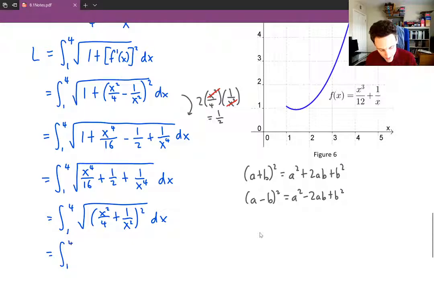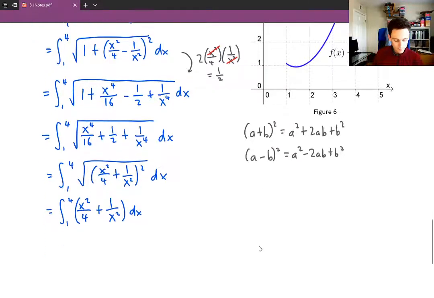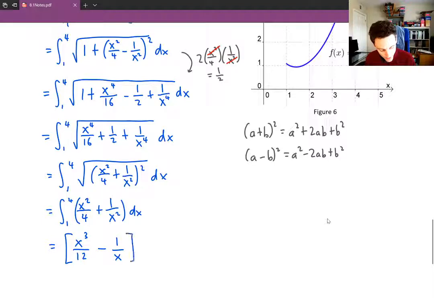So you just get the integral from 1 to 4 of x squared over 4 plus 1 over x squared dx. And now we can integrate term by term. Find the antiderivative term by term. Add 1 to the exponent to get x to the third. Divide by 3, which gives you 12 when you multiply it by the 4. Then you have the integral of 1 over x squared, which is minus 1 over x, from 1 to 4.